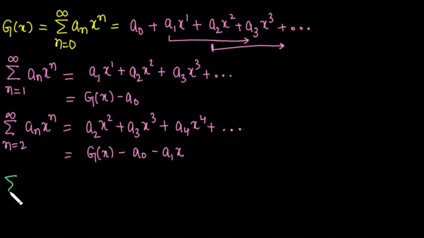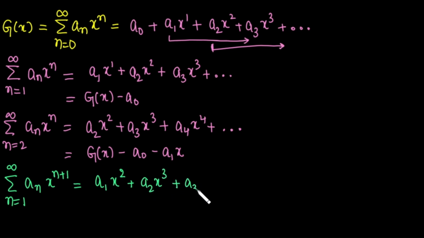Now suppose we have the expansion n starts from 1 to infinity a_n x raised to power n plus 1. This is equal to what? So first we need to expand this. It is a1 x raised to power 2 plus a2 x cube. Next is a3 x raised to power 4. Is it equal to this series?